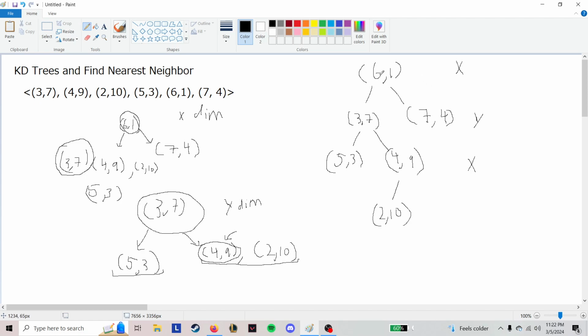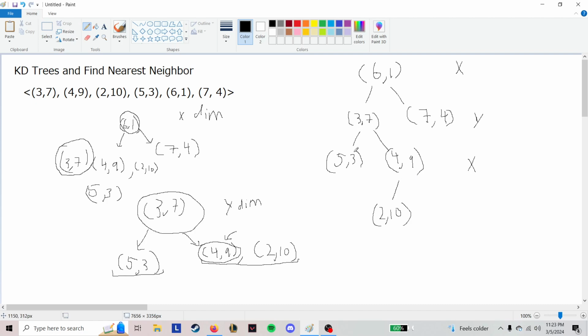So you can see here, from the root node 6, 1, since this was compared on the x coordinate, all of the points in the right subtree, in this case just one singular point, have x coordinate greater than 6, because I'm comparing on 6. All of the points you see in the left subtree have x coordinate less than 6, right? And then if I look at my 3, 7 subtree, this was compared on the y coordinate, which means that all points to the right, 4, 9 and 2, 10, all have y coordinate greater than 7, the y coordinate of 3, 7.